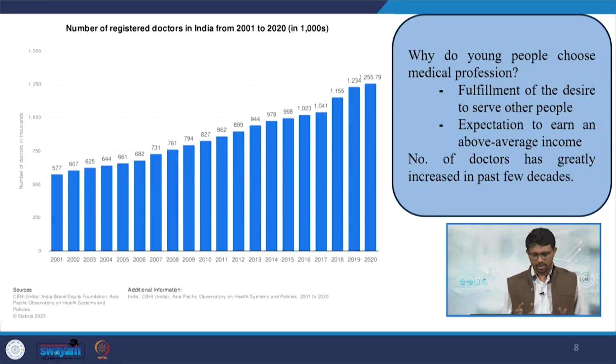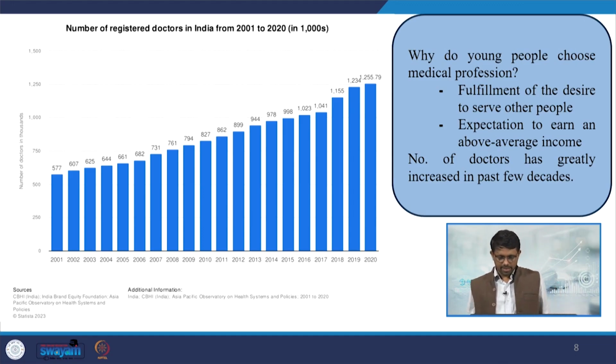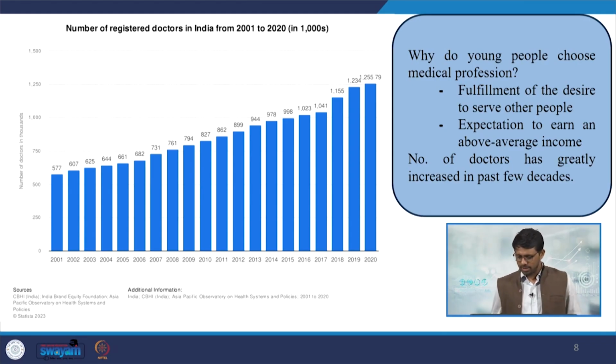Before that, you can have a glimpse of the facts about the number of registered doctors in India from 2001 to 2020 in thousands. The reference is the Statista 2023 database. You can see the number of registered doctors in India is in fact rising. The question is, why do young people choose the medical profession? Is it due to the desire to serve other people or expectations to earn an above average income?